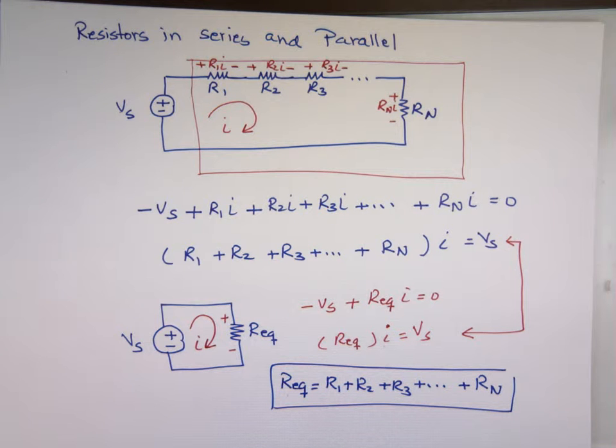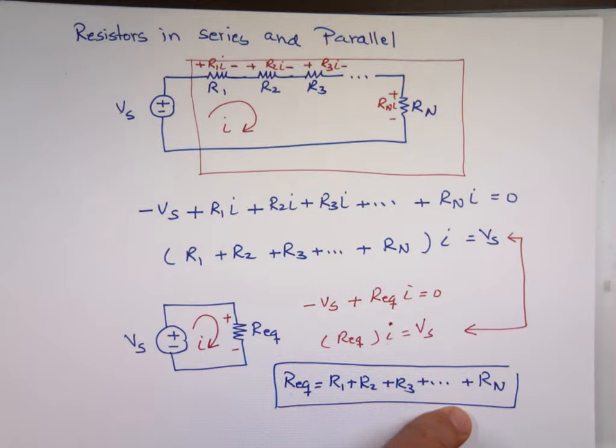When they have the same current going through them, right? Well, when they're in series, they always have the same current. So our equivalent for resistors in series is this one.